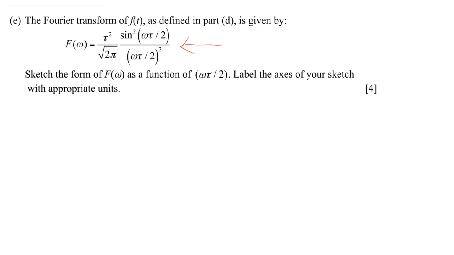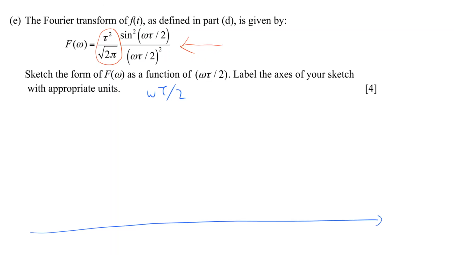The only difference is both the sine function and the denominator are squared. So this is a sinc function squared. So the prefactor to the sinc function is going to tell us about the amplitude of the sinc function when the argument is 0, and then the functional part is the sine and the denominator. We can see that the argument of both the sinc function and the denominator is omega tau divided by 2, so we'll use that as our variable. So we can draw some axes.